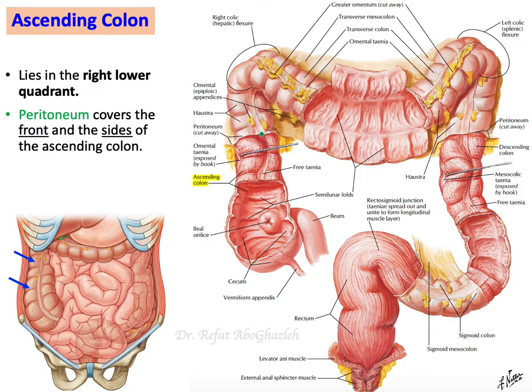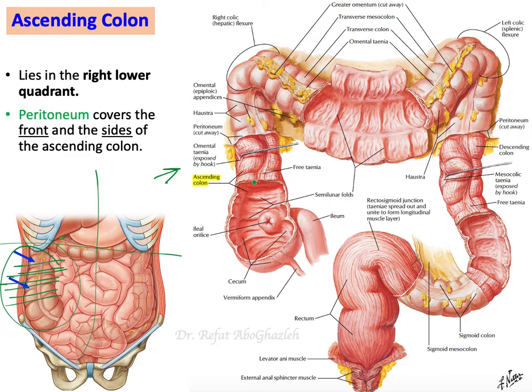So first of all, if you divide the abdomen into four parts, you will see that it's located in the right lower quadrant. This is number one, and you know it's a retroperitoneal structure. What does it mean? It means it lies behind the peritoneum. That means the peritoneum just covers, as you see here in this figure, just the anterior and the lateral side of the ascending colon, and similarly the descending colon.